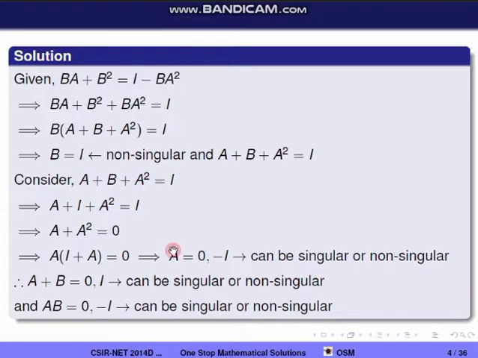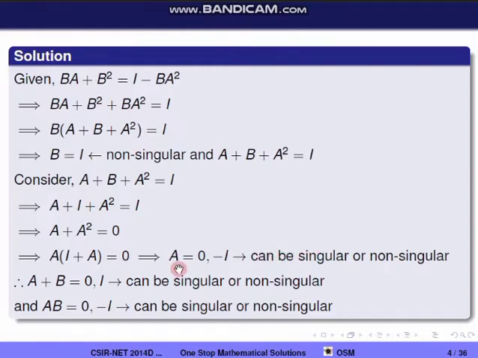If A equal to 0, we get determinant equal to 0, so A will be a singular matrix. If A is equal to minus I, we get determinant equal to plus or minus 1, so A will be a non-singular matrix. So A can be either a singular matrix or a non-singular matrix.